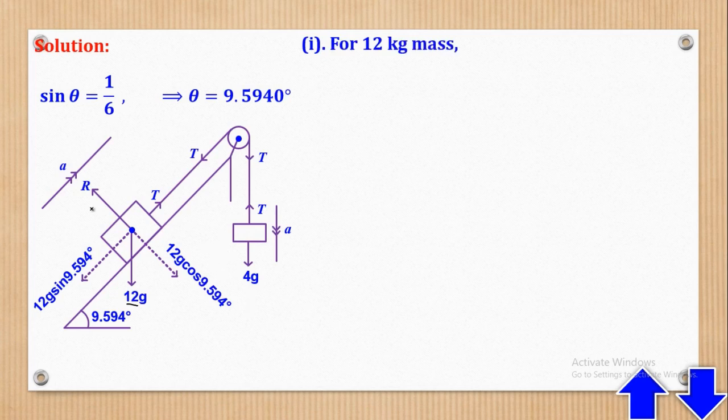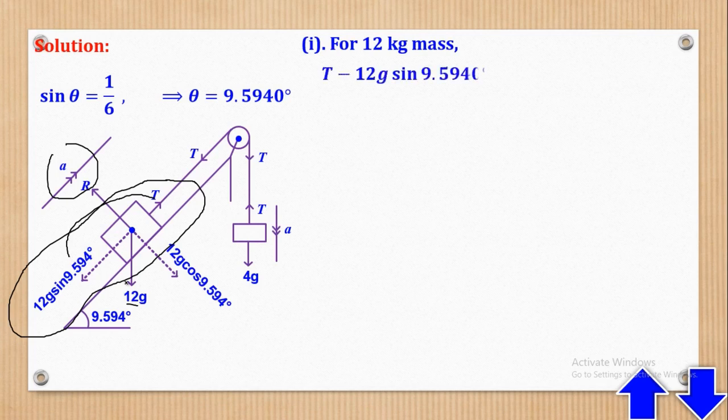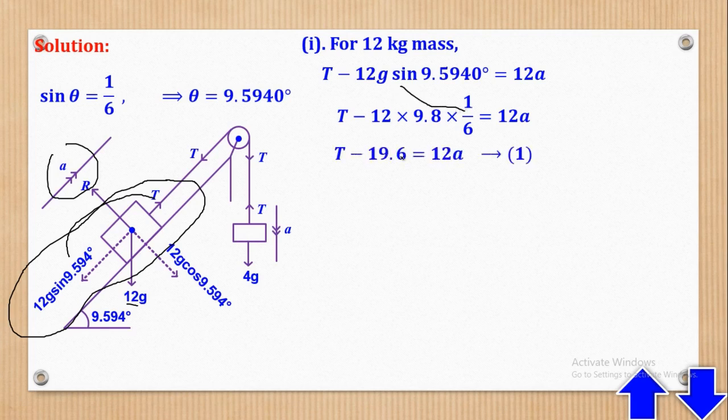So now that we have drawn the correct force diagram, we shall answer the question. So for the 12 kilogram mass, we shall be interested in this acceleration. So it is moving upward the plane, meaning this resultant force will be T minus 12g sin 9.594. So we shall write that being equal to MA, where M is 12. When I simplify, this is the same as 1 over 6, therefore I'll come up with T minus 19.6 equal to 12A. That is equation 1.